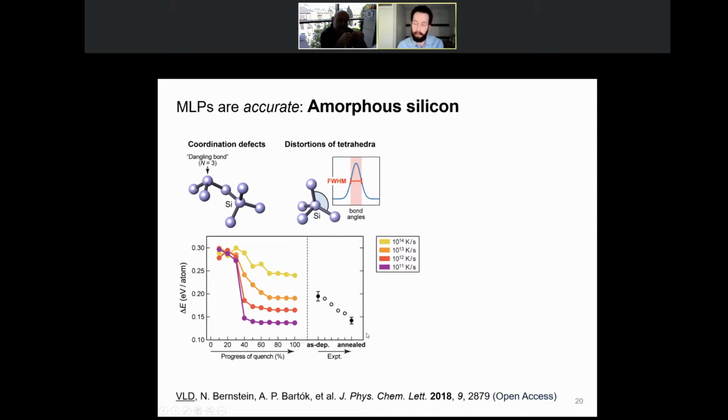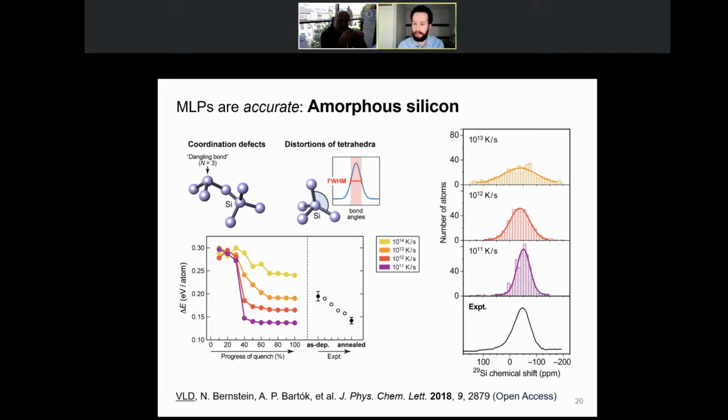Another property that you can use to test these structures is solid state NMR. So these are predicted 29Si shifts for, again, structures cooled at different rates, and only if you cool very slowly, which you can do with ML potentials, so you can't do it easily with DFT, then you get something that really nicely matches the experimental datum.